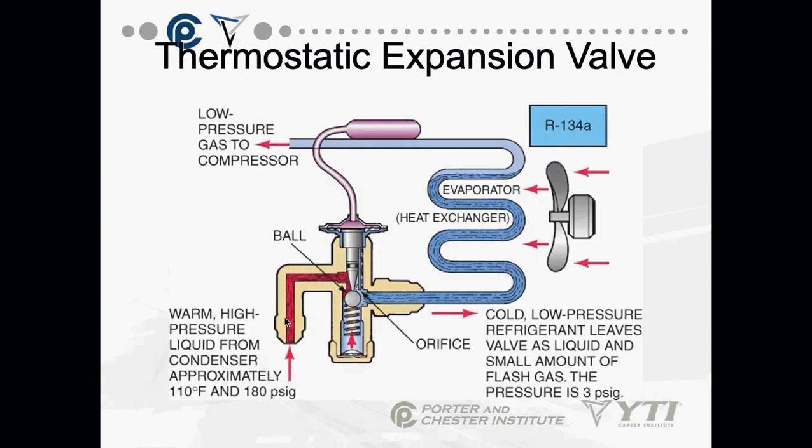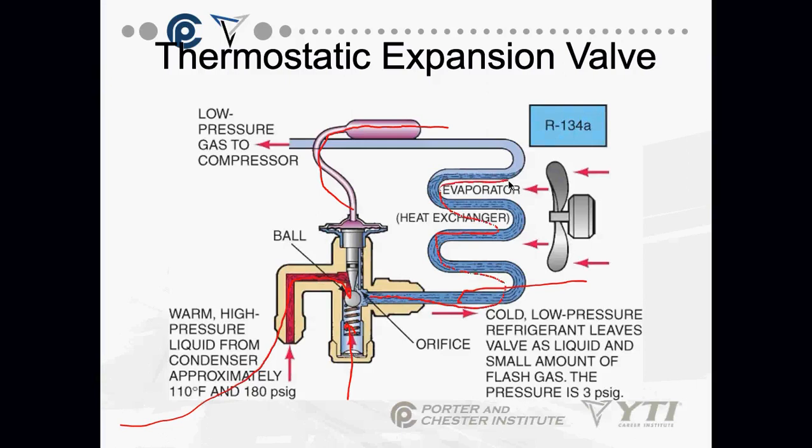So this is a TXV. We have our liquid line coming in. Our liquid refrigerant comes into the center here. There's an adjustable orifice in here that will open or close based on the pressure created by this bulb, the pressure created by an adjustable spring, and the pressure in the evaporator. Then we spray our low pressure refrigerant into the evaporator.